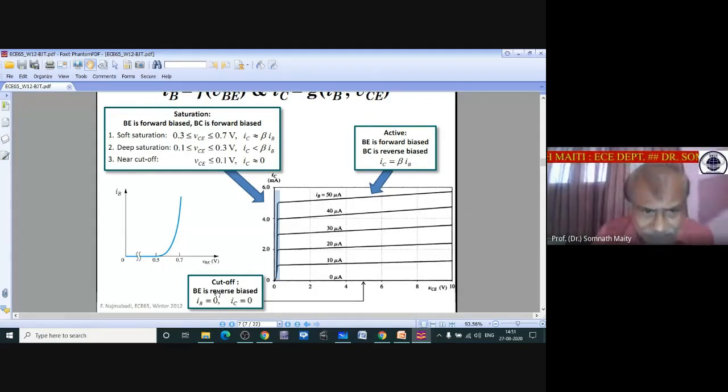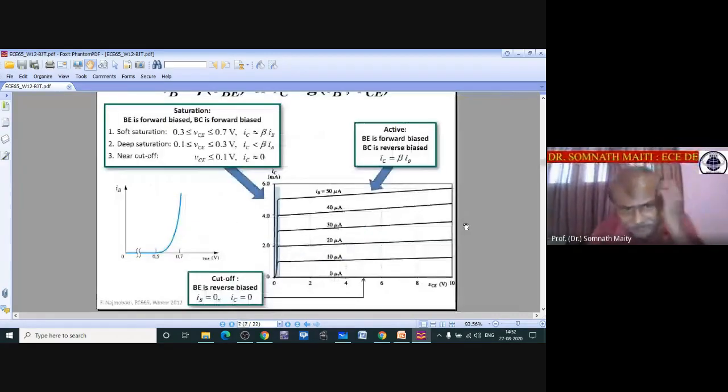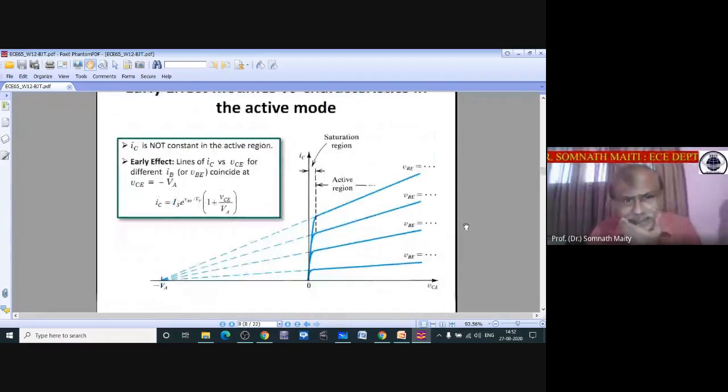Now, see, cutoff means base to emitter is reverse bias, collector junction is also reverse bias, base current is 0, collector current is 0. If base current is 0, collector current is 0. So all these require some mathematics.